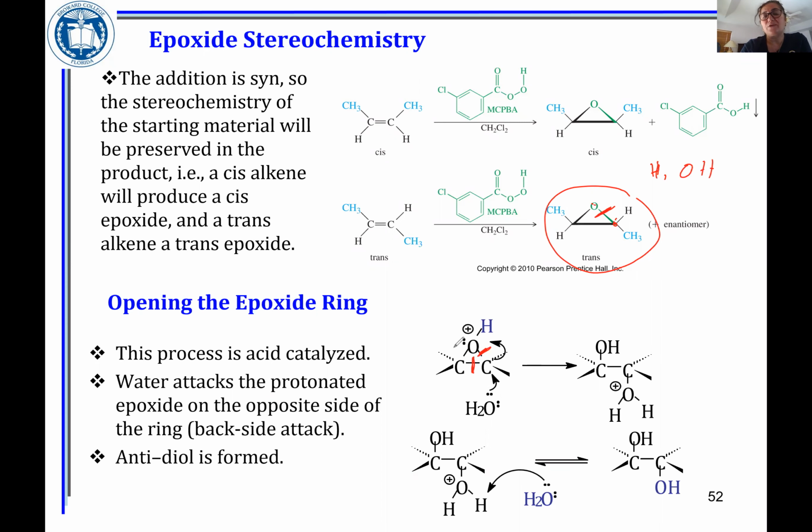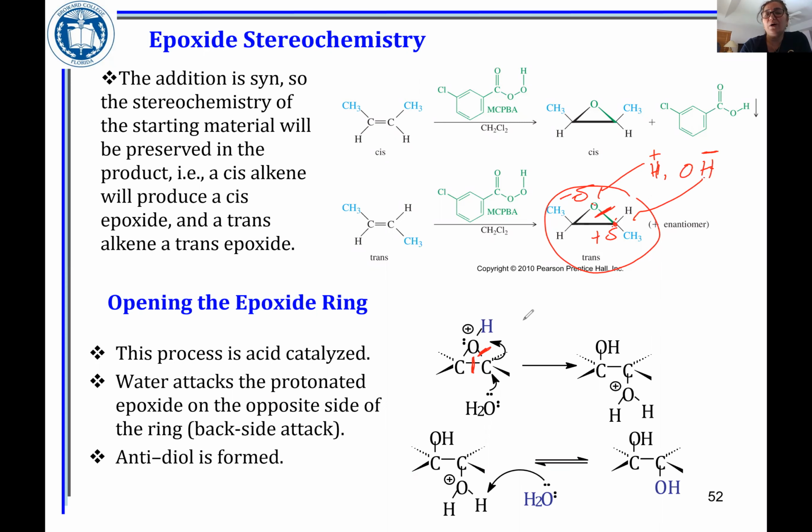break. When you break it, you notice that oxygen has higher electronegativity compared to carbon. So oxygen carries more negative charge and carbon carries more positive charge. And hydrogen is a plus and OH is minus. So if you look at the bigger picture, hydrogen is going to be added to the oxygen because you have more negative charge here. And OH will add to the carbon because you have a positive charge here, okay?